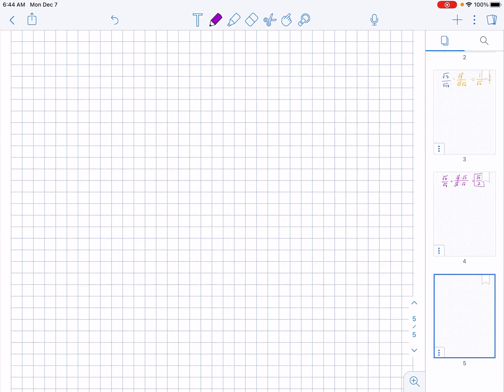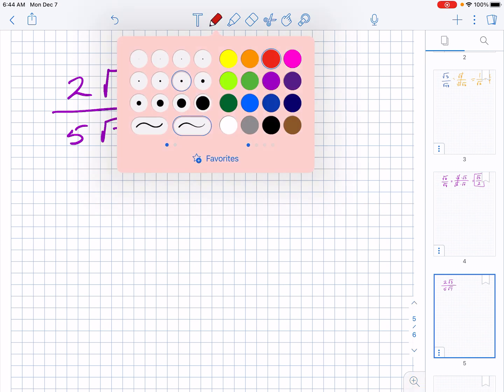All right, let's make this a little more interesting. Let's say we had 2 times the square root of 3 over, let's say 5 times the square root of 7. Okay, so we're not supposed to have square roots in the denominator. On this particular example, 5's fine. It's not a square root. It's only the square root of 7 that's giving us issues. We're not supposed to have square roots in the denominator.